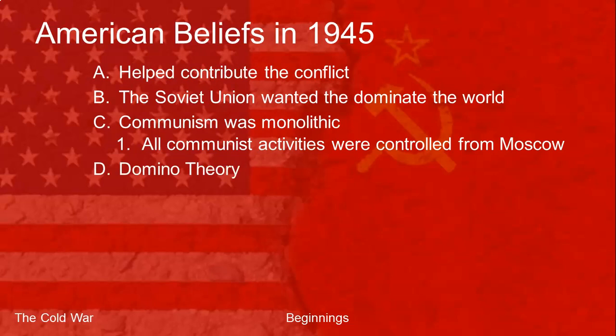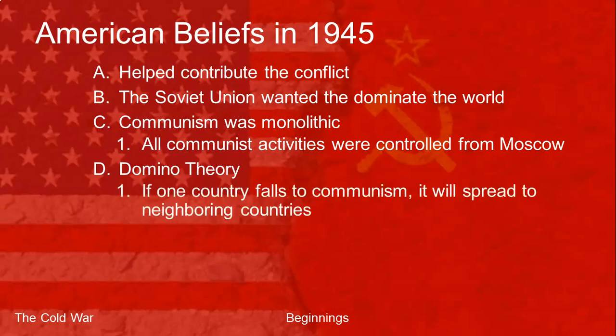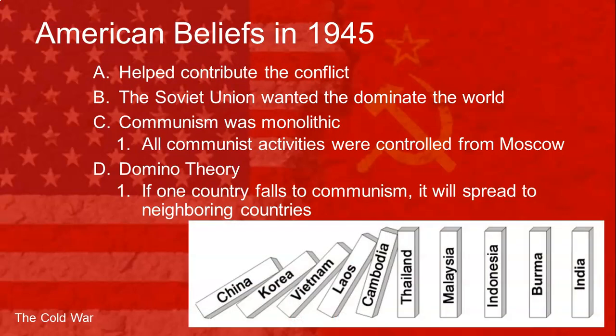We also believed in something called domino theory. Now, when we get to the Vietnam War, we'll talk about it. The Vietnam War is a wonderful example of domino theory and why we got into it. But we believed this as early as 1945. Domino theory is very simple. If one country falls to communism, then its neighbor will fall to communism. And then that country's neighbor will fall to communism, and so on and so on. And like I said, we talk about this a lot with the Vietnam War and why we got involved there.